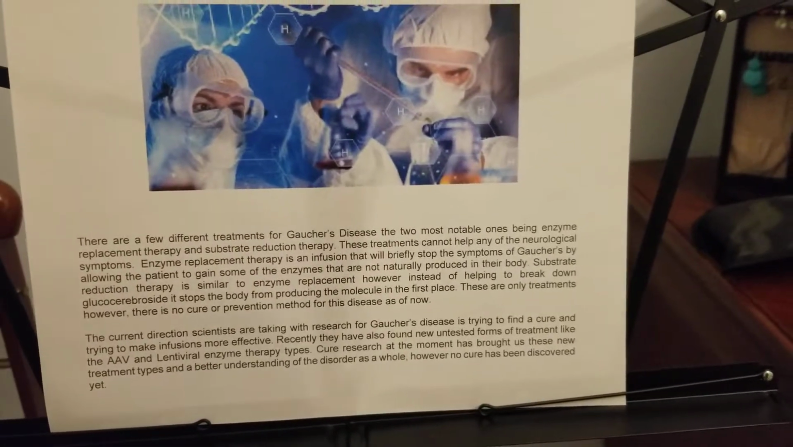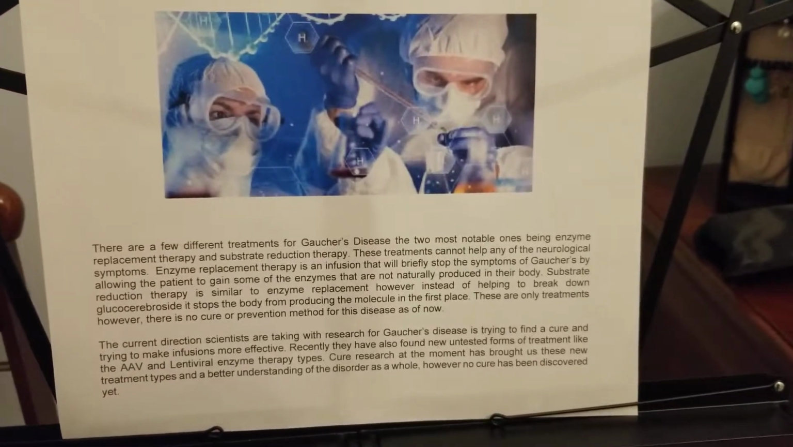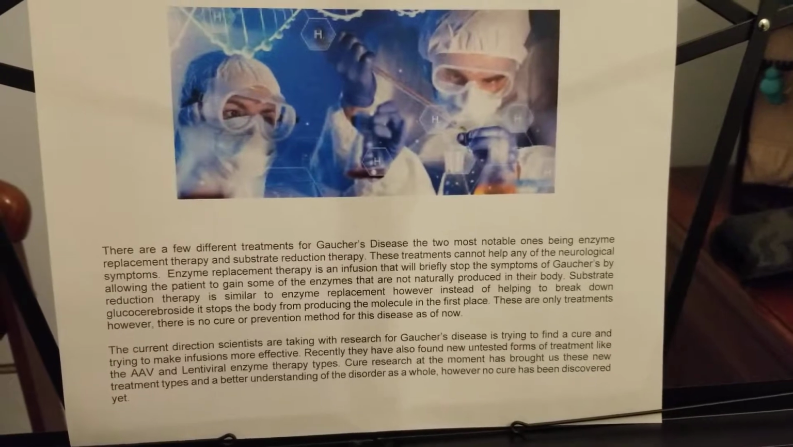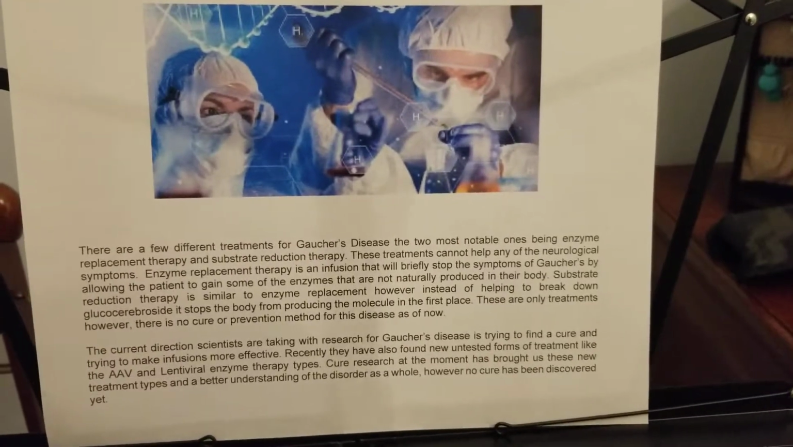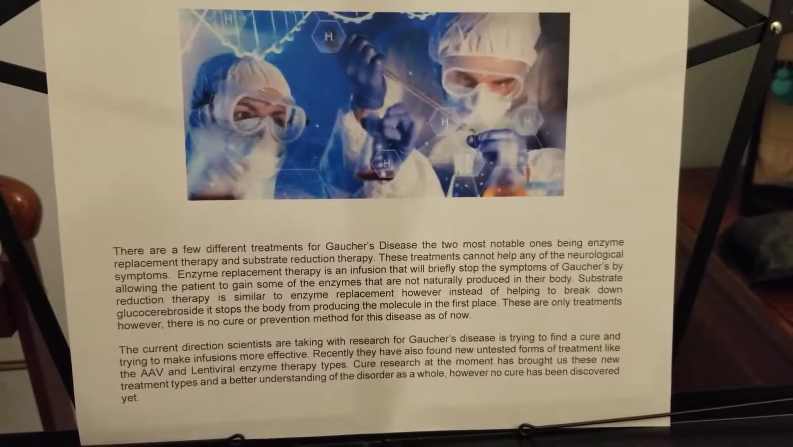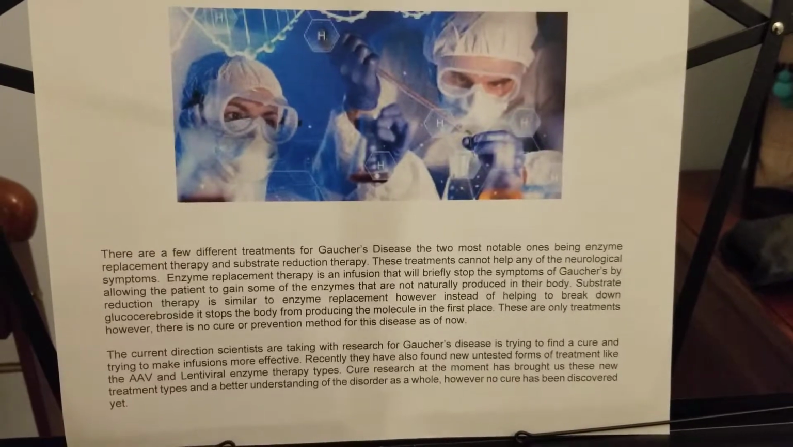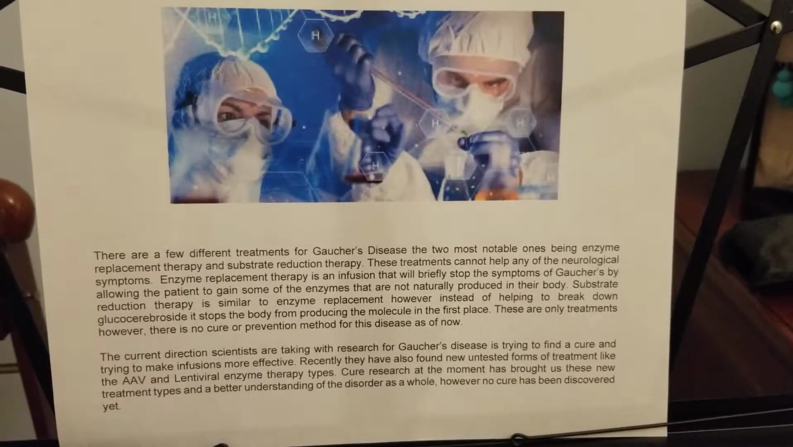The current direction scientists are taking with research for Gaucher's disease is trying to find a cure and trying to make infusions more effective. Recently, they've also found new untested forms of treatment like the AAV and lentiviral enzyme therapy types. Cure research at the moment has brought us these new treatment types and a better understanding of the disorder as a whole. However, no cure has been discovered as of yet.